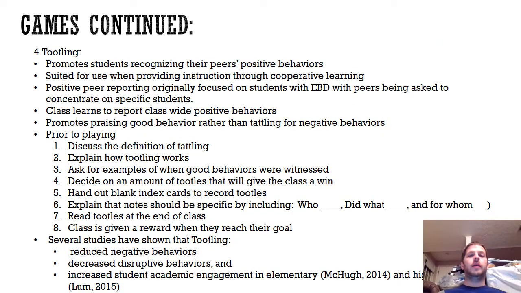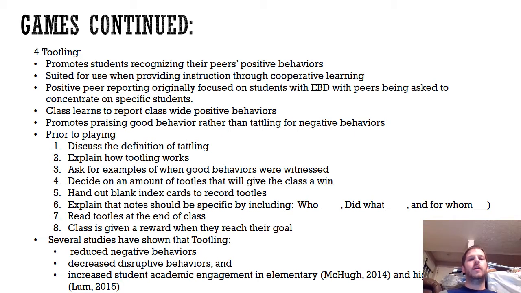Fourth game was tootling. It promotes students recognizing their peers' positive behaviors. It's suited for use when providing instructions for cooperative learning. Positive peer reporting originally focused on students with EBD, with peers being asked to concentrate on specific students. The class learns to report class-wide positive behaviors. It promotes praising good behavior rather than tattling for negative behaviors.